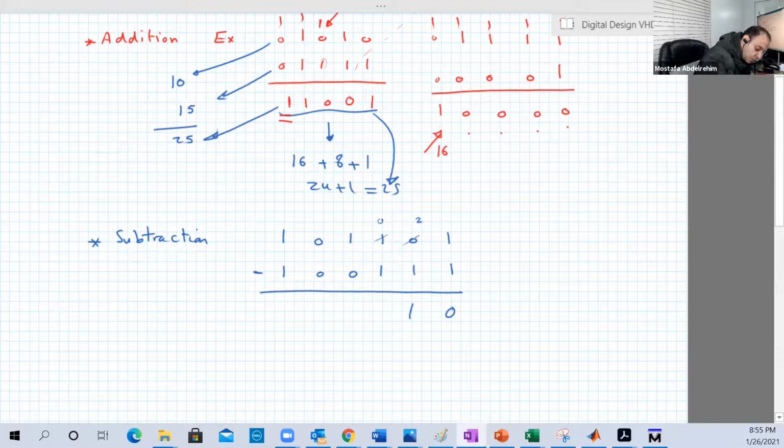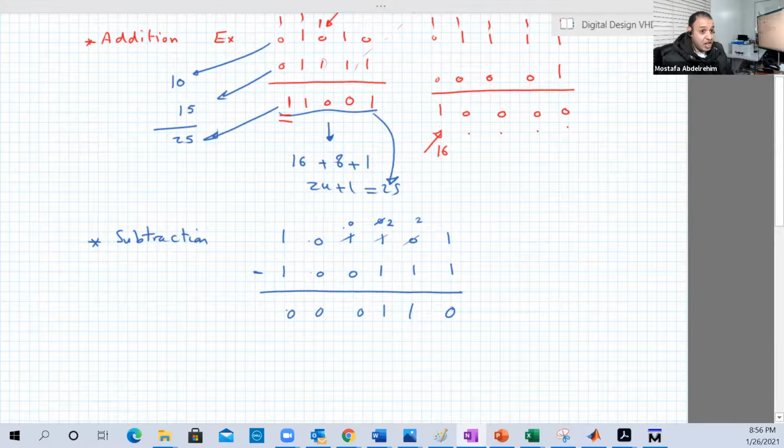Now this digit becomes 0. 0 minus 1, again we have the same problem. So borrow again from that digit, it becomes 0, and this becomes 2. Then 2 minus 1 is again 1. Now we don't have a problem, because 0 minus 0 is 0, 0 minus 0 is 0, and 1 minus 1 is still 0.